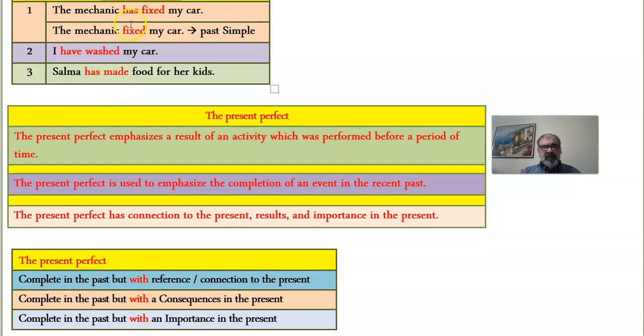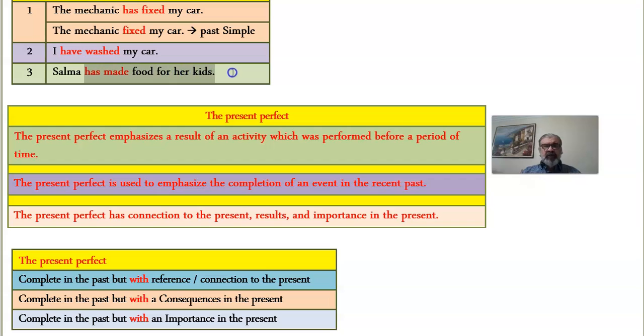So back again, the mechanic has fixed my car. I have washed my car. What does that mean? It's a complete action, which has reference, connection, consequence, importance in the present. The car is very clean. That's what it means. The car is very clean.